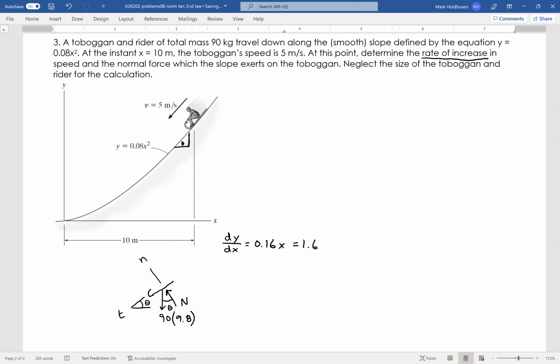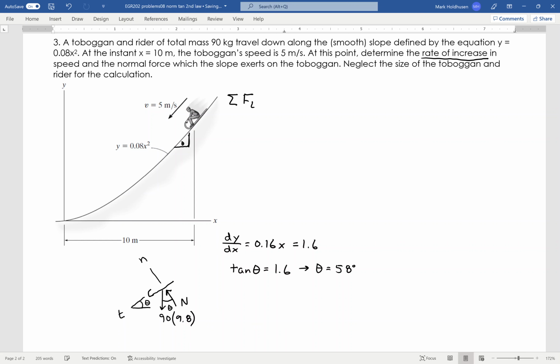And by definition, this is the rise over the run, which I can equate to the tangent of that angle. So the tangent of that angle equals 1.6, because dy/dx is the change in y over the change in x, which is the opposite over the adjacent. From that, I can find that theta is going to be 58 degrees. So I find that angle right there. Now that I know that angle, let's start applying my equations of motion.